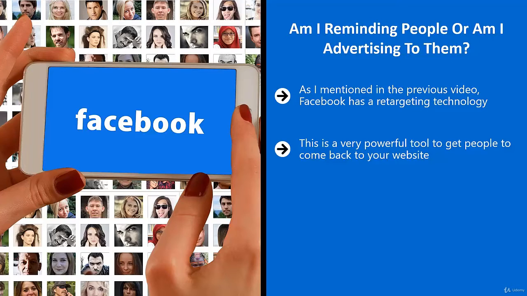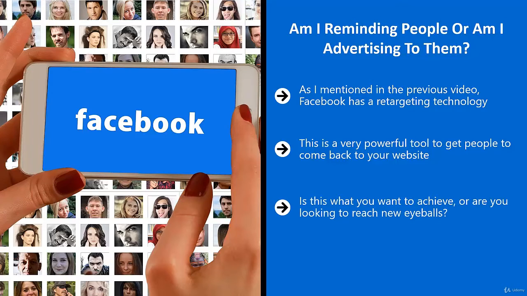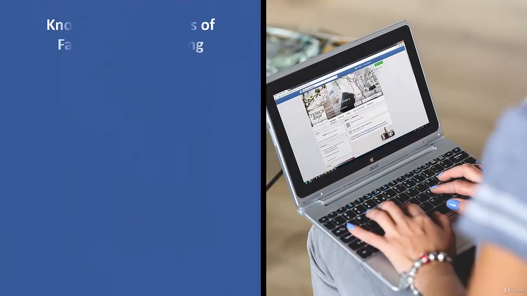Obviously, these people have already been exposed to your brand. Is this what you want to achieve, or are you looking to reach new eyeballs? These are people who have never been to your website and you're just trying to introduce yourself. These are two totally different objectives. Make sure you're clear as to which one you're going to pursue. Know the basic terms of Facebook advertising.